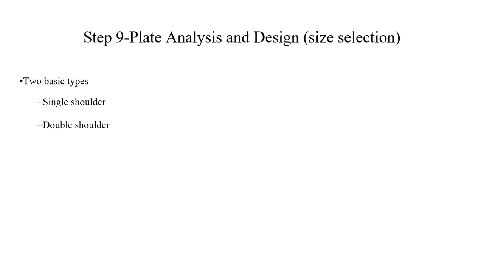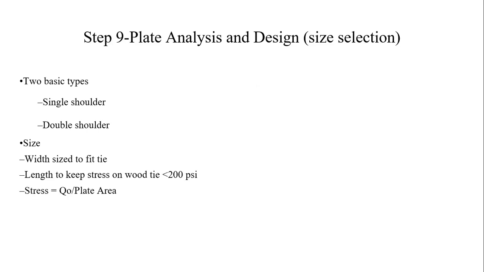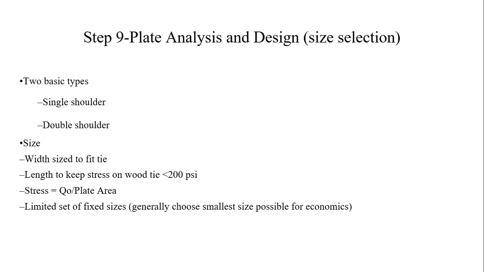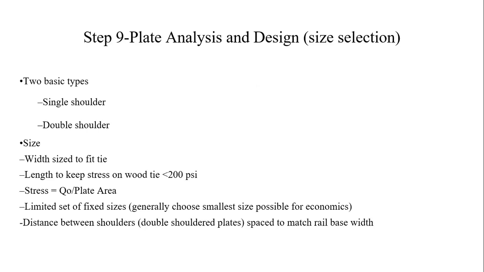Now we can have a plate analysis. We have two different types, single shoulder and double shoulder. The width is sized to fit the tie. The length is chosen to keep stress on the wood tie less than 200 psi. So stress is Q naught over plate area. The distance between shoulders is spaced to match the rail base width.